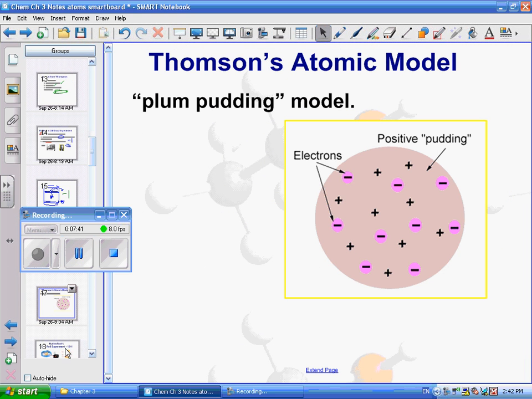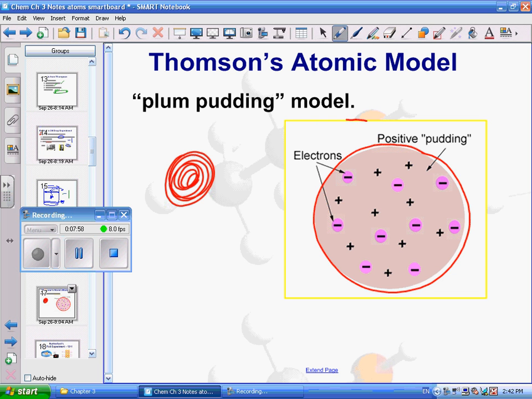Okay, so what we have is they still can't get away from this solid particle. Again, Dalton said that atoms were these solid particles that were indivisible. Well, we still have a solid particle here in what's called the plum pudding model, and this is a British thing, so I have no idea what plum pudding is.